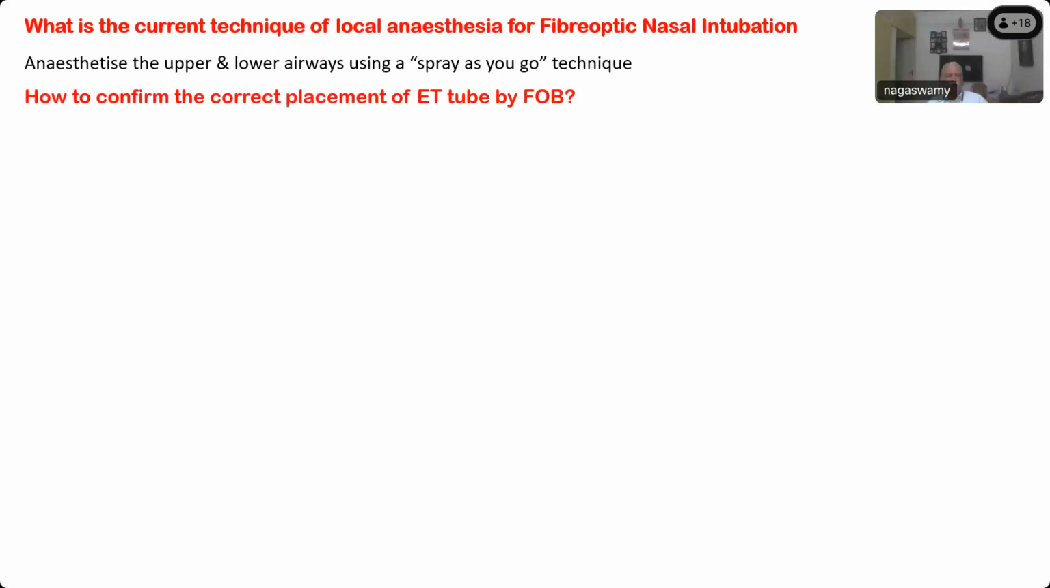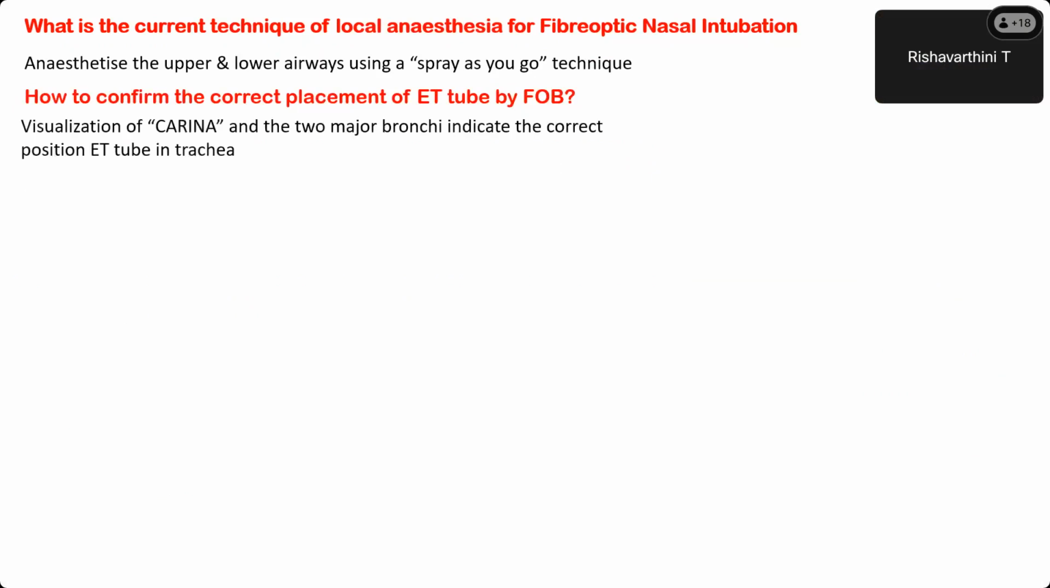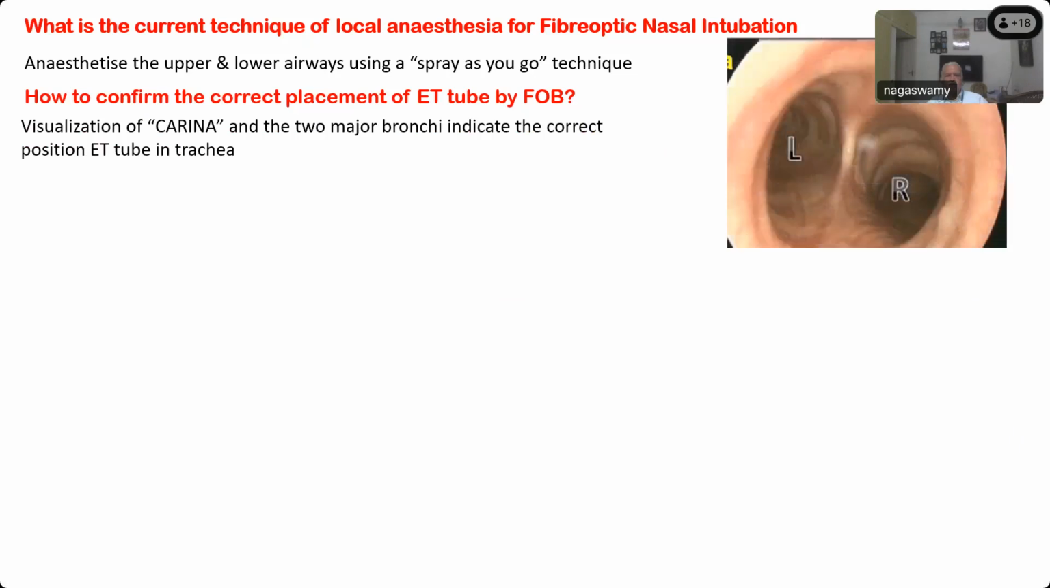How to confirm the correct placement of the ET tube by fiber optic bronchoscope? By visualizing the carina and 2 centimeters above the carina. Excellent, very good. So visualization of the carina and two major bronchi indicates the correct position of the ET tube in the trachea. So this is how you must be able to see the picture.